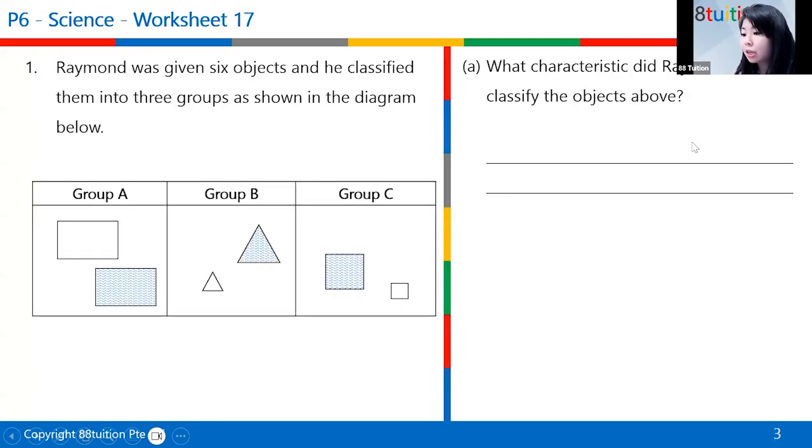First question is actually a question on sorting, grouping, whatever you call it. For the first 2 questions, I don't see much of a problem. But for part C, so far I saw nobody got it correct. So let's have a look. What characteristic did Raymond use to classify the objects above? So obviously they are sorted out very nicely according to their shape. A is what? How are they sorted out?